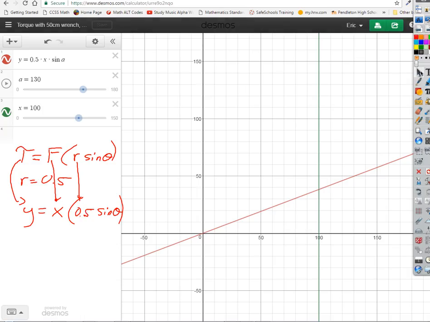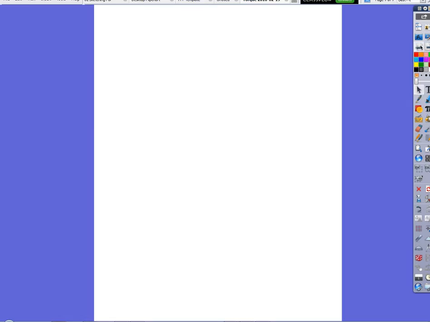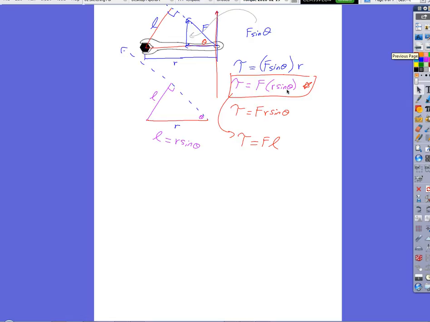If I set the force at, let's just say 100 newtons, or we could be talking about pounds if we wanted. But what would the standard units of torque be? Torque is force times lever arm. So what's the standard unit of force for us? Newtons, right? What's the standard unit of distance? Meters. So the standard SI unit for torque is the newton meter, right?